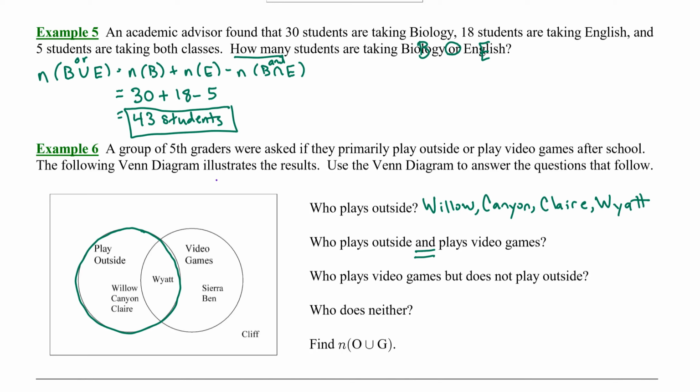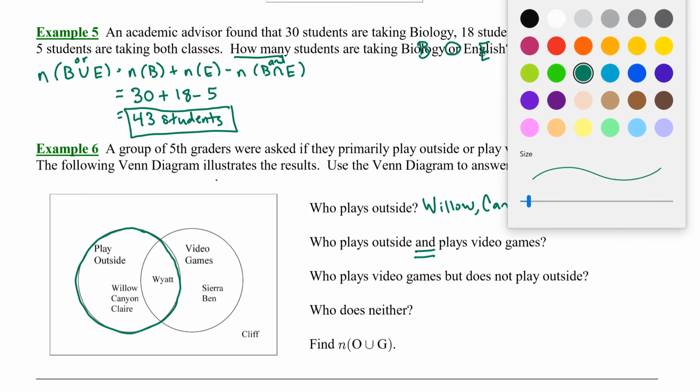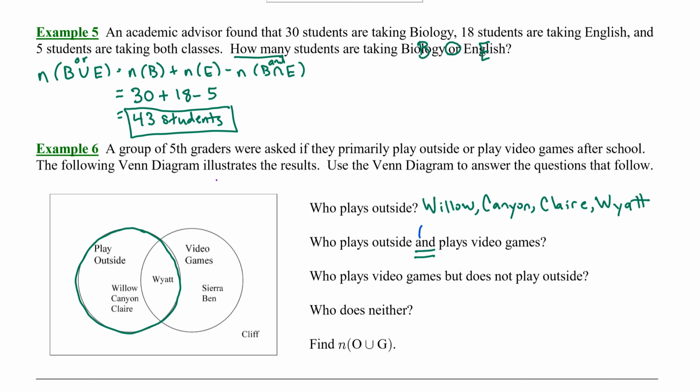Who plays outside and plays video games? So I want to know which of those 5th graders are inside both circles, within the boundary of the play outside circle and within the boundary of the video game circle. And remember, and means intersection. So I'm looking for the intersection or the overlap of those two circles. And I can see it right there. There's one student listed there, and that is Wyatt. He does both. He plays outside and plays video games.